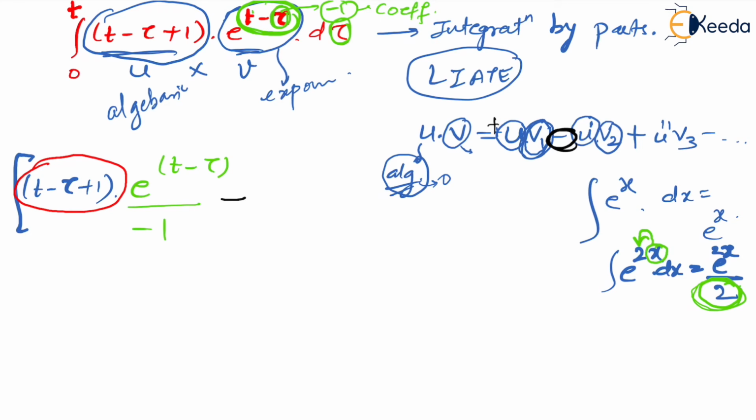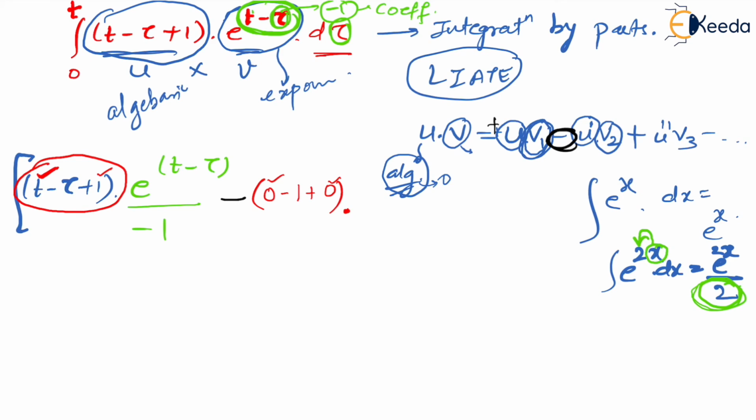Derivative of the first term, it is what? T minus tau plus 1. So derivative becomes, yes, it becomes 0 minus 1 plus 0. Right, derivative of t, because t is a constant. See, tau is the variable. How do you know that? Because here we have d tau. So tau is variable, which means t is constant. So for this, derivative is 0. Then for tau it is going to become minus 1, and for 1 it is going to become again 0.